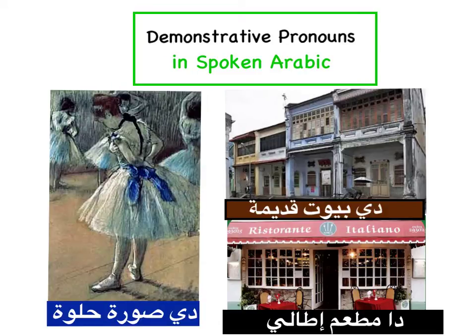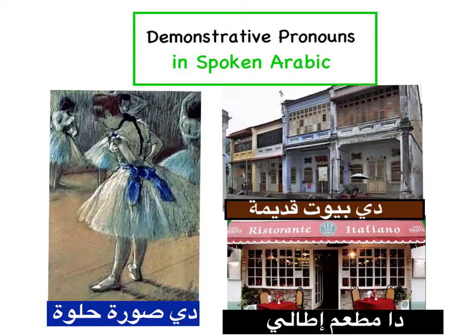Okay, so example. First one, we have a picture with old houses. So we say in spoken Arabic, di buyut adima. These are old houses. They are, but they have character. Di sura halwa. This is a pretty picture. Maybe. And da matam Itali. I actually had to take time to know for sure it was an Italian restaurant. So da matam Itali. So this is da, di.